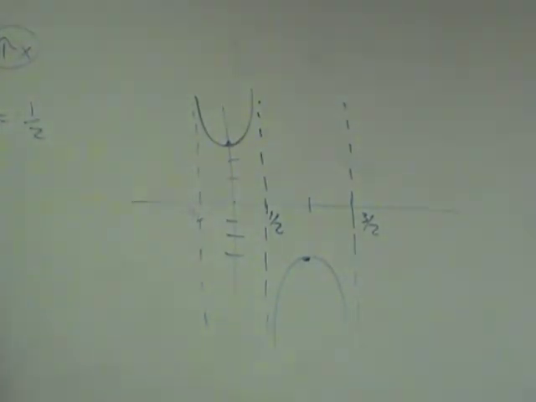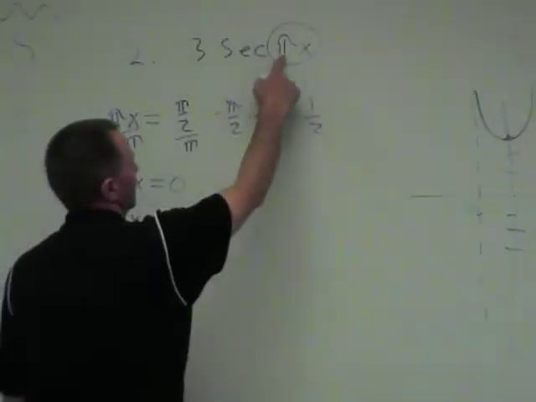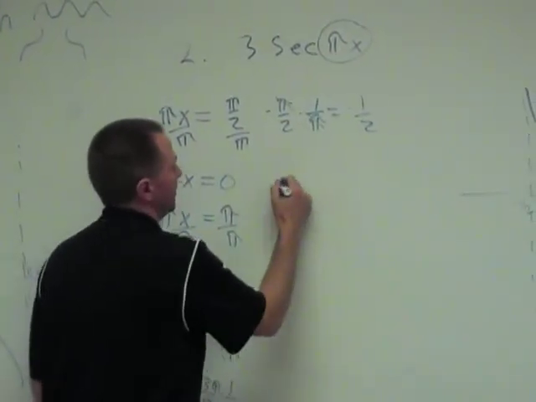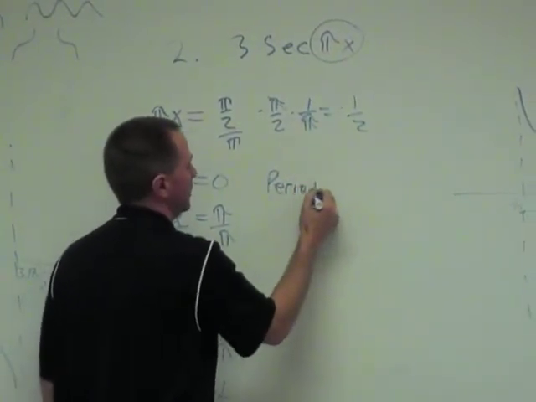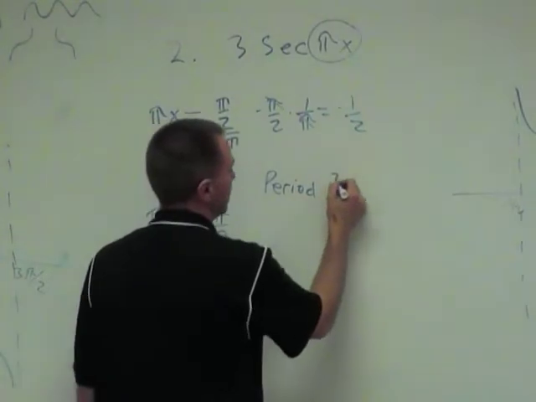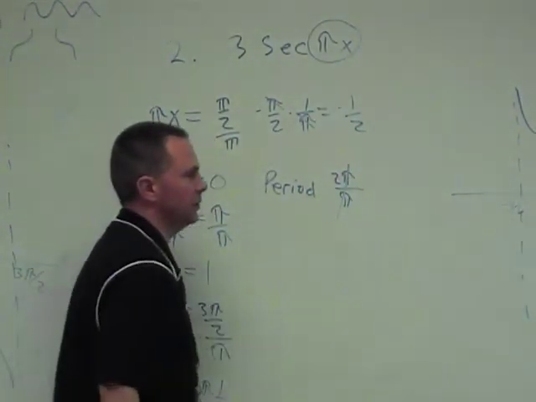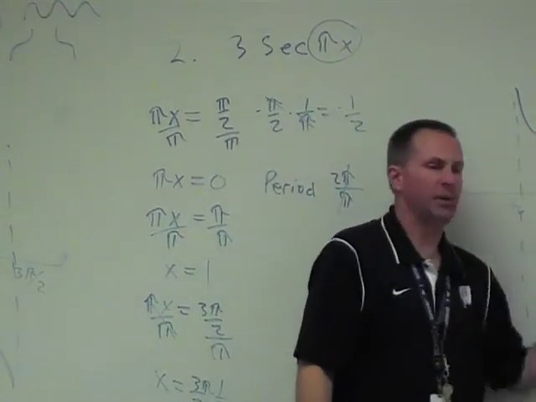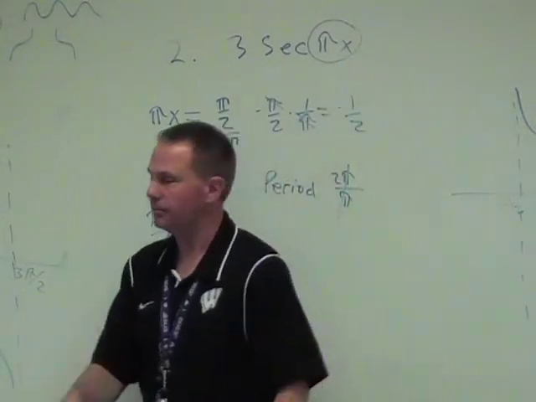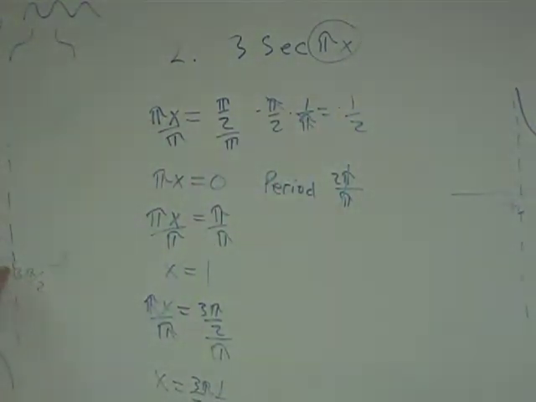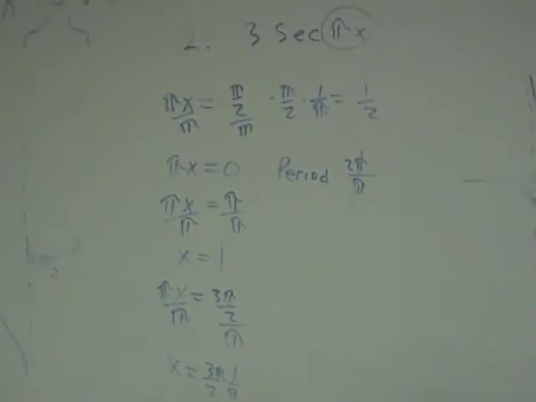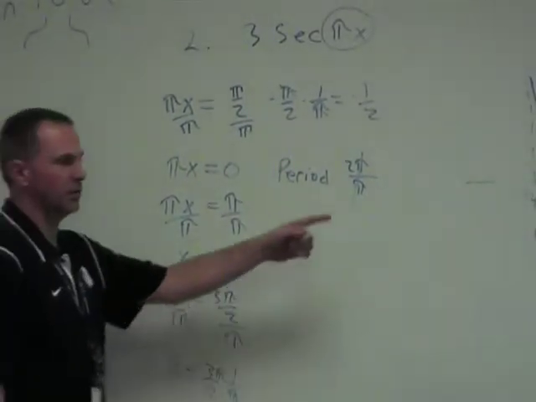Why does it look skinnier? Period changed? Period changed. This is k. The period, and you should figure this out on the test, is 2 pi over k. K is pi. Period is 2. Negative 1/2 to 3/2 is 2. This is 6.28. 2 pi. So this is a third the size.